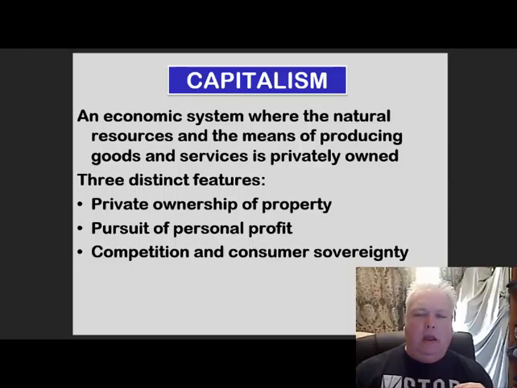The other thing with capitalism is that the majority of countries have a capitalist economic system, but what they end up with is extensive use of socialist institutions within that, a socialist safety net. And so let's talk a little bit about what socialism is.